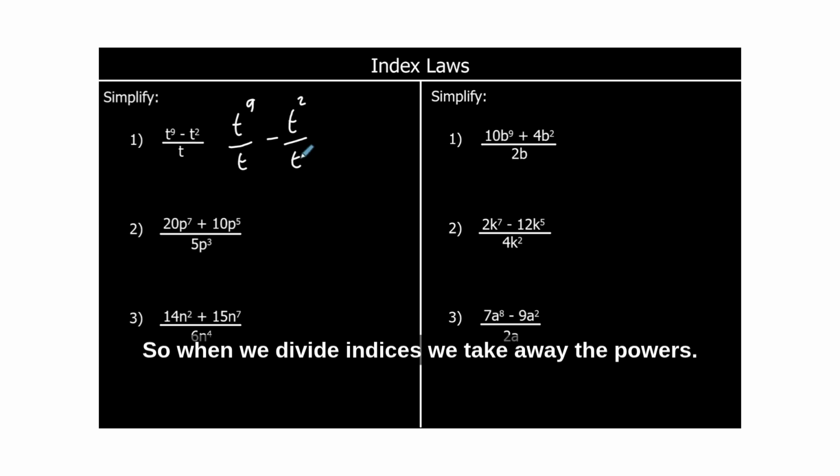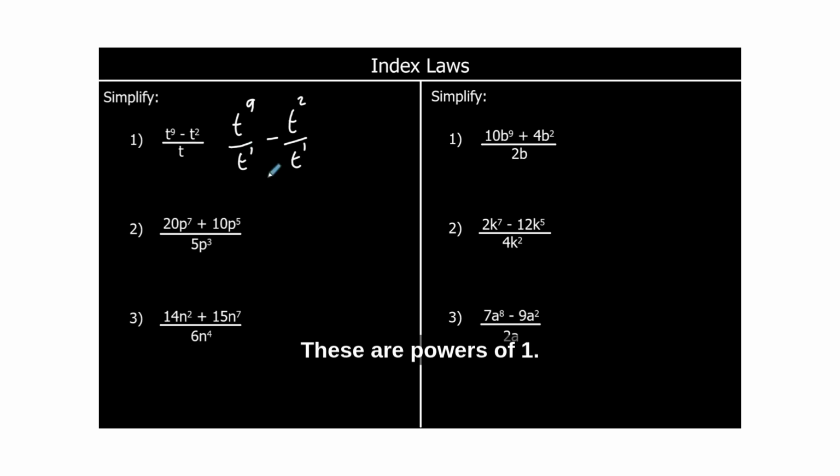So when we divide indices, we take away the powers. These are powers of 1. So t to the power of 9 divided by t is t to the power of 8. And t squared divided by t is just t.